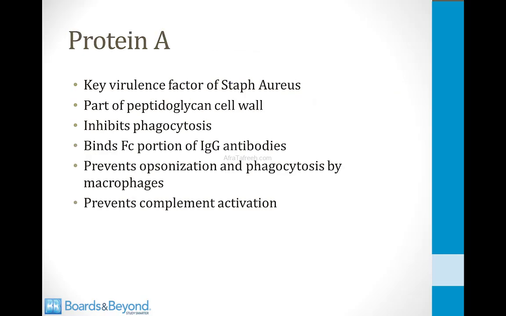Protein A is a key virulence factor for Staph aureus, and you can just think of the A in protein A as standing for aureus. It's part of the peptidoglycan cell wall of Staph aureus. What protein A does to help the bacteria invade the body is inhibit phagocytosis. The way it does this is by binding the Fc portion of IgG antibodies.